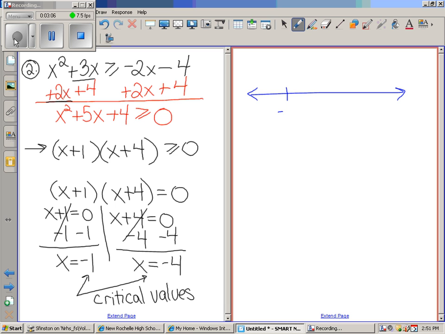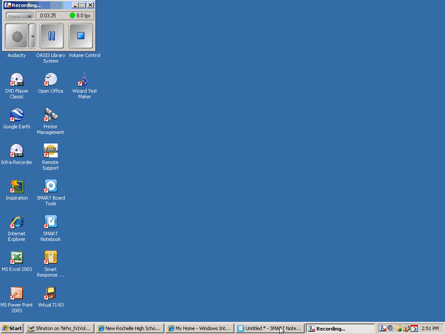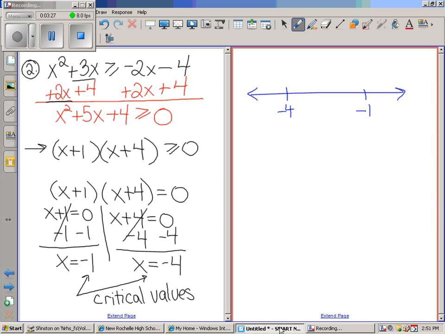We're going to plot down negative 4 over here and plot down negative 1. Open or closed circles on top? Which one? Closed circles, because this symbol over here is a greater than or equal to symbol. So close these guys in, and now we have to check where to graph.